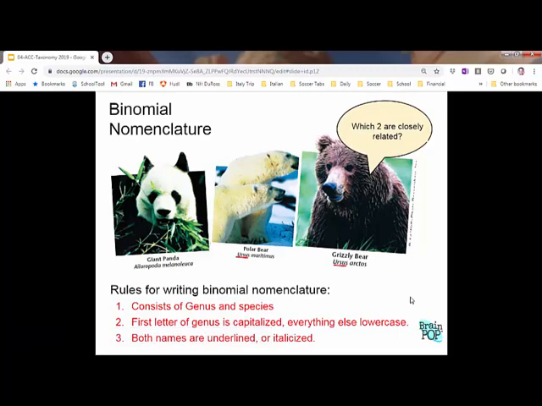Also, because they are Latin words, we underline them, or if we're using a computer, we italicize them. If you read a scientific article, you'll always see that they're in italics, because words in other languages are typically italicized.